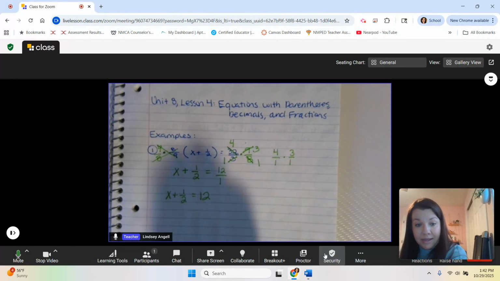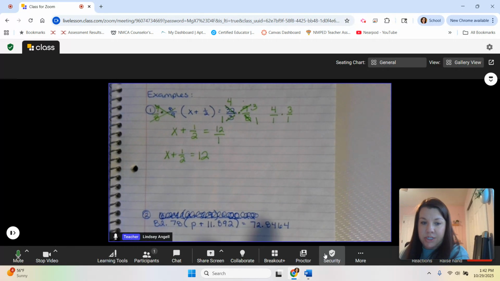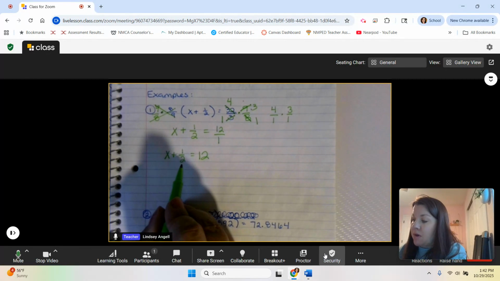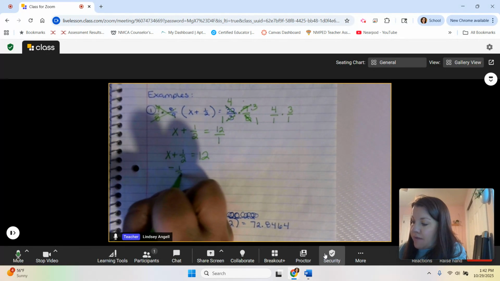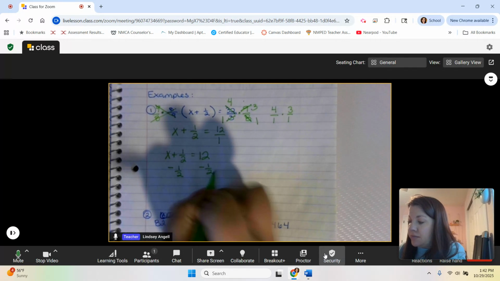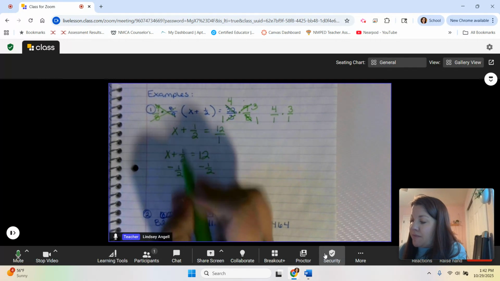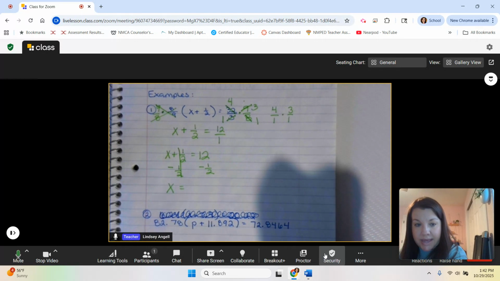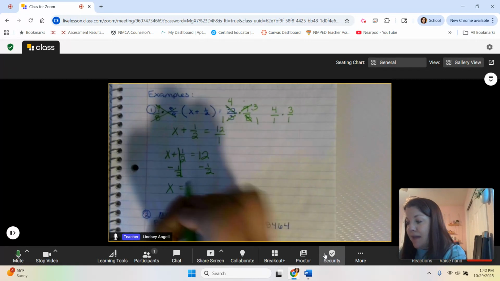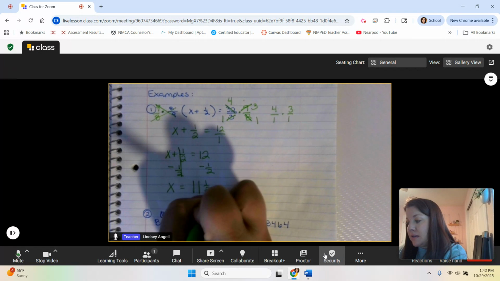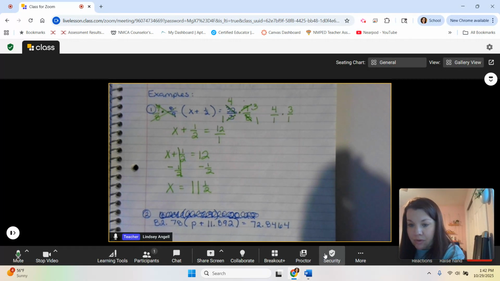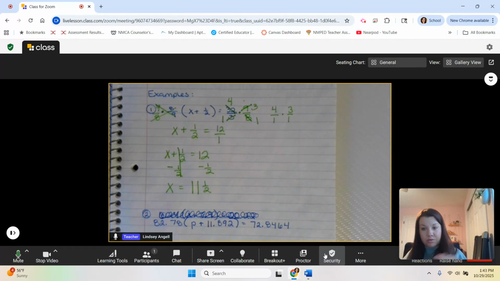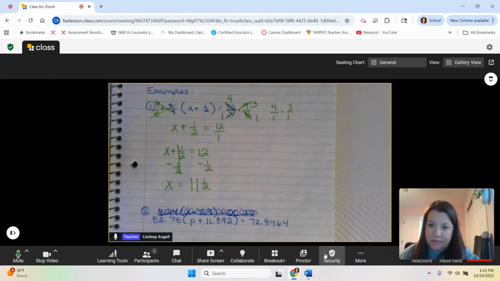Right now I'm adding 1/2 in the equation. So to get rid of it, I'm going to subtract 1/2 from both sides of my equation. 1/2 minus 1/2 is 0. So on the left, we are left with x. And then 12 minus 1/2, I know, is 11.5. Okay? If we needed to, we could go through that whole process of actually subtracting, but thankfully halves aren't too bad.